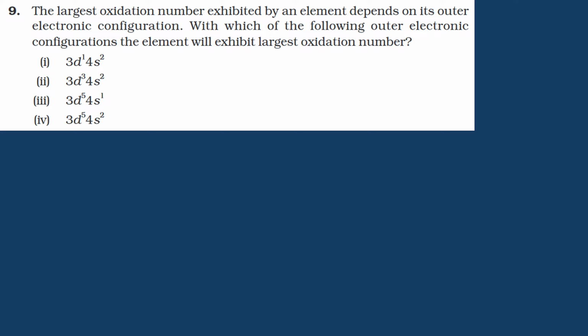Question number 9. The largest oxidation number exhibited by an element depends on its outer electronic configuration. With which of the following outer electronic configurations the element will exhibit largest oxidation number? Okay. Give some definition. बस ये पूछ रहा है कि कौन सा सबसे ज़्यादा oxidation number होगा? Well, there are a lot of d block elements. So let's remove all electrons. Let's just try removing all electrons. I think if you do that, you'll be able to get to this answer.